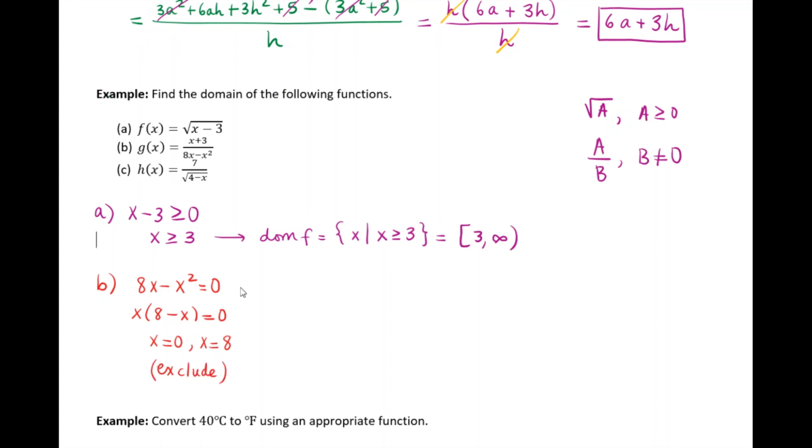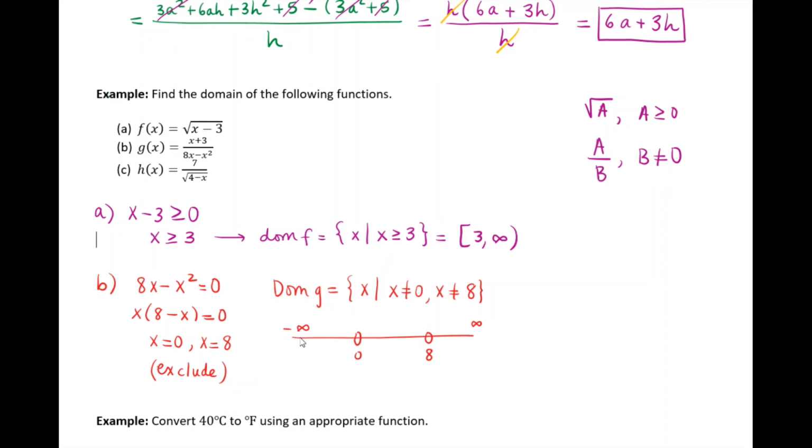Exclude them. So if you look at the domain of G, you write it in set builder notation: all the x values such that x is not 0 and also x is not 8. If you plug in 0 or 8, it doesn't work. The denominator becomes 0. So on the number line, how do we write this down? I need to take out 0 and I need to take out 8. So that's negative infinity and that's positive infinity.